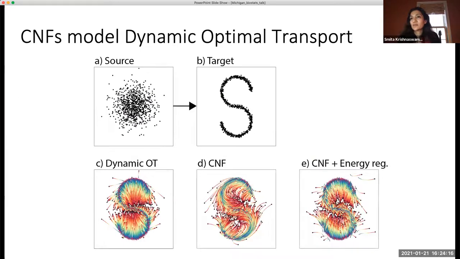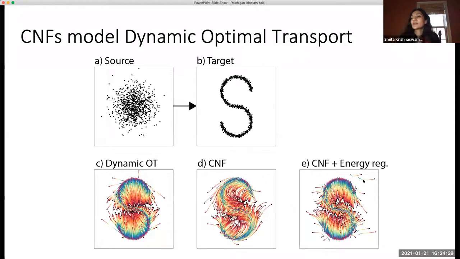So here's an example. You have a source, and you're going to flow this to this target. How do you efficiently flow this circle into this S? Basically, you take the dots and you place them where they're going to go on the S immediately, as opposed to a continuous normalizing flow, where you can have a lot of movement along the S. That's wasteful energy to flow along the S.